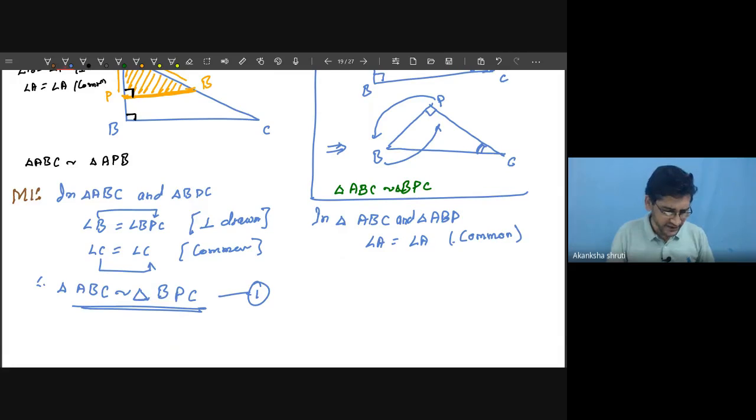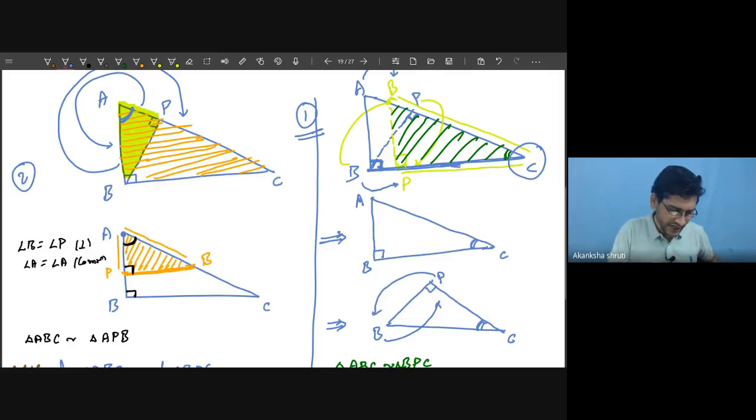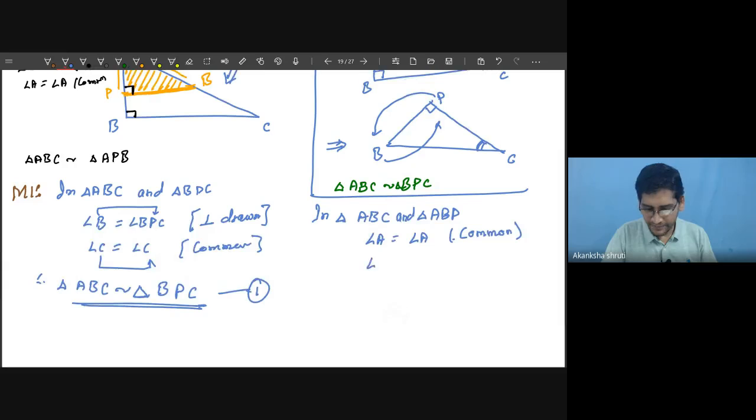The other one is angle B. Always watch the original figure, or if you have redrawn it, you can watch the redrawn one also. Angle B is matching with angle P. So write, angle B is equal to angle P. Why? Each is perpendicular. It is given in the question and it is drawn in the figure.